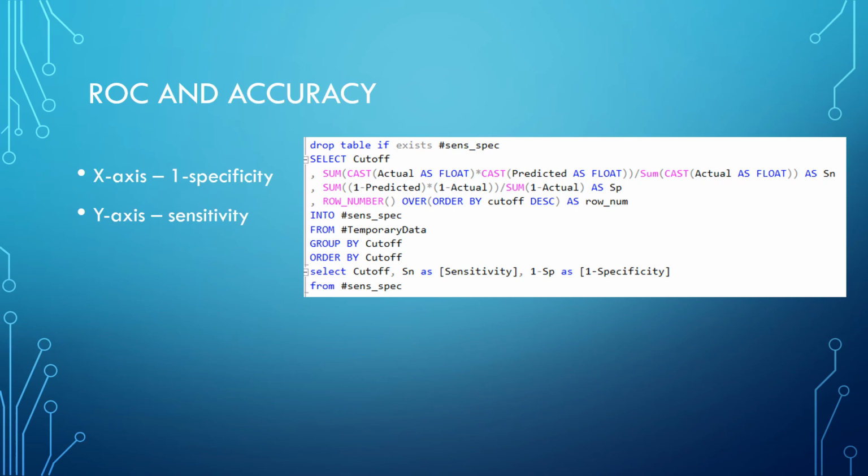To determine the ROC, or receiver operating curve, sensitivity and specificity must be calculated, as shown in the code. On the x-axis, we have 1 minus specificity, and on the y-axis, we'll have sensitivity. The area under the curve, or the AUC, can then be calculated. This ROC summarizes the predictor across all cutoff values.